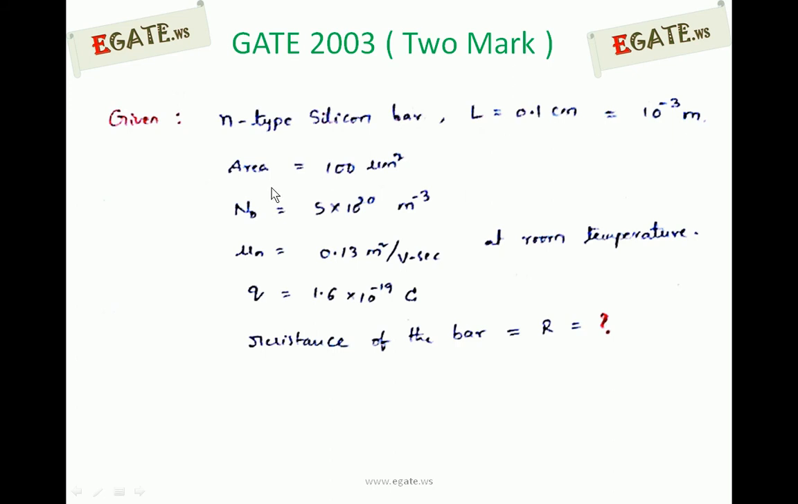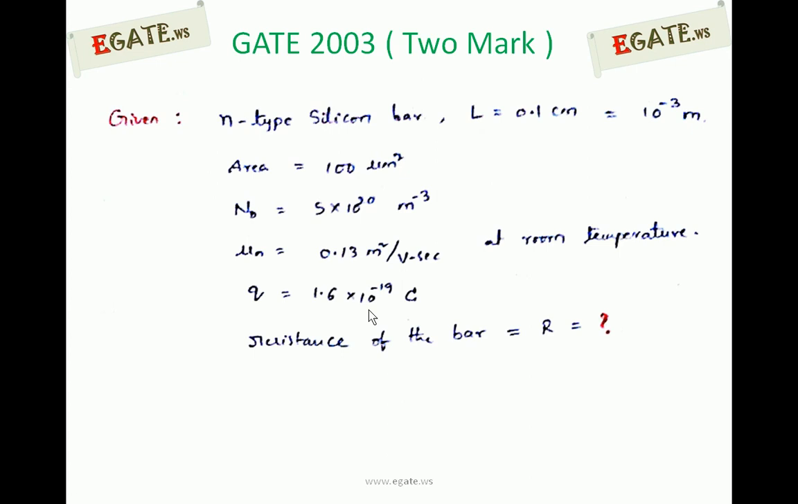Area of the semiconductor silicon bar is 100 micrometer square and ND, the donor concentration, is 5 into 10 power 20 per meter cube, and mobility of electron is 0.13 meter square per volt second. Q is equal to 1.6 into 10 power minus 19 coulombs. We need to calculate the resistance of the bar.